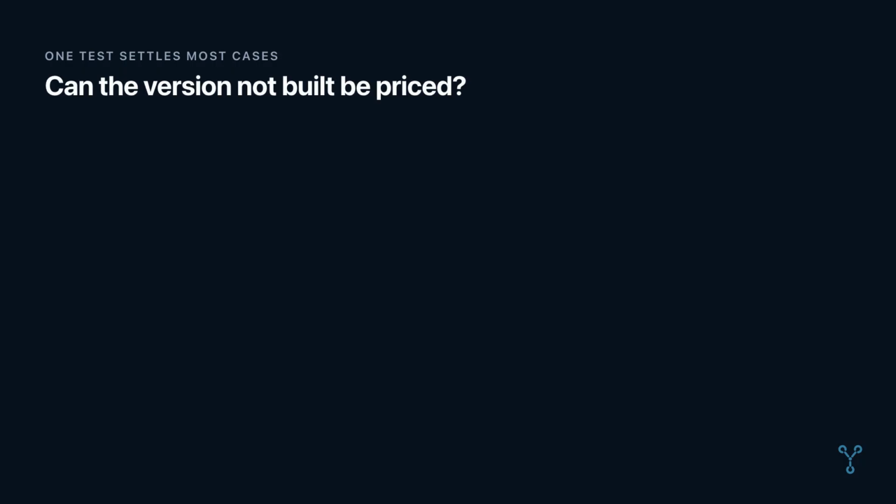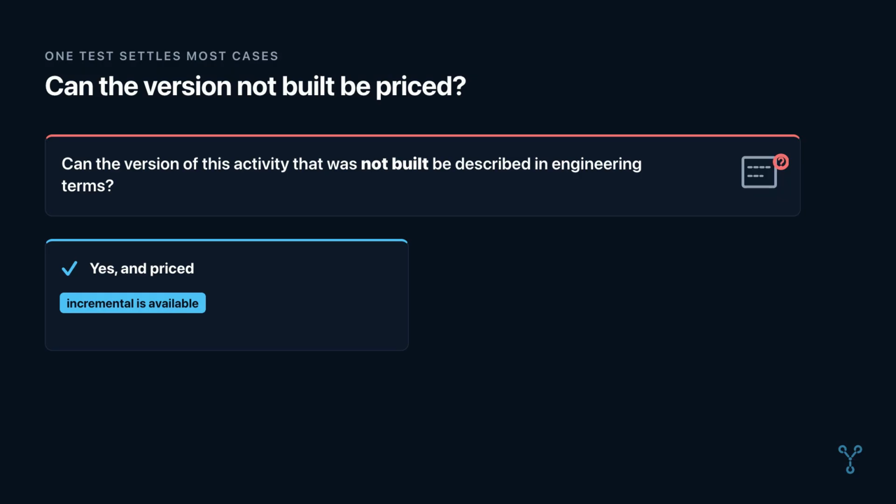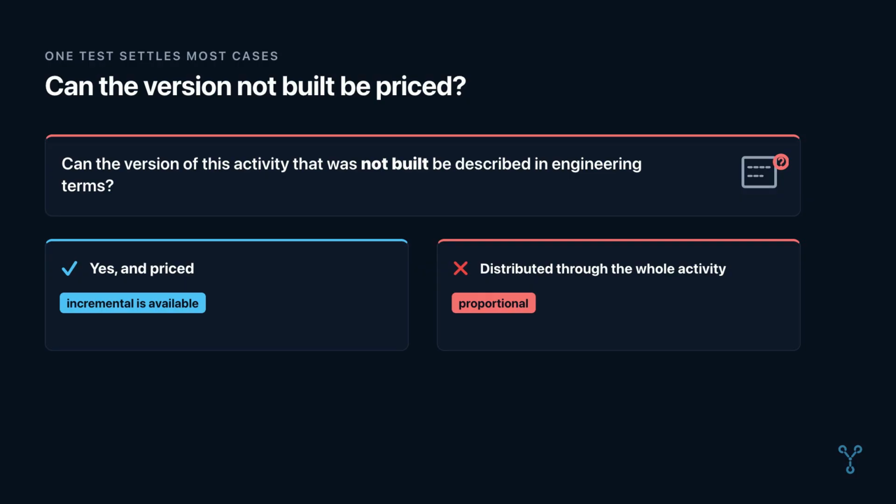One test settles it in most cases. Ask whether the version of this activity that was not built can be described in engineering terms. If it can, and someone competent can price it, the incremental approach is available. If the adaptation function is distributed through the whole activity rather than sitting in a separable increment, it is not.